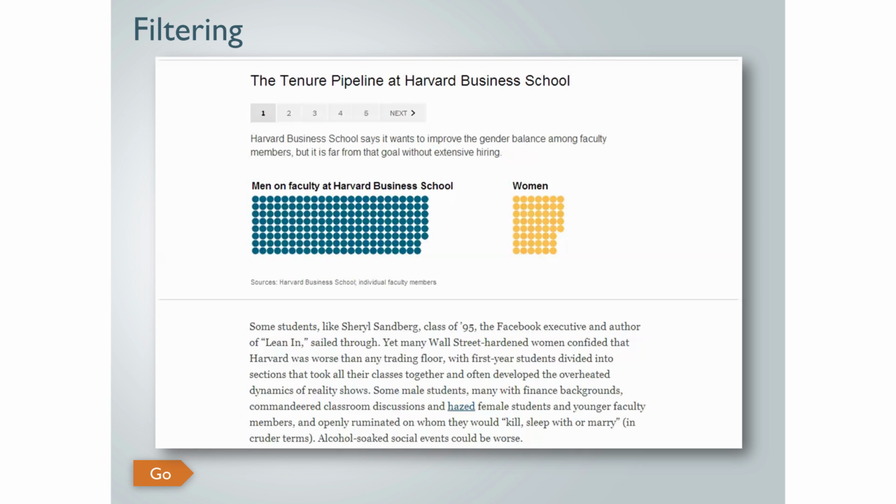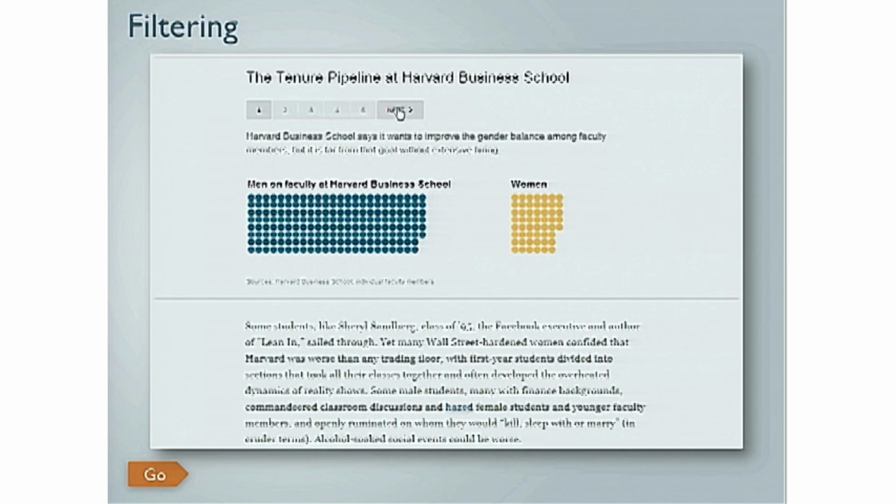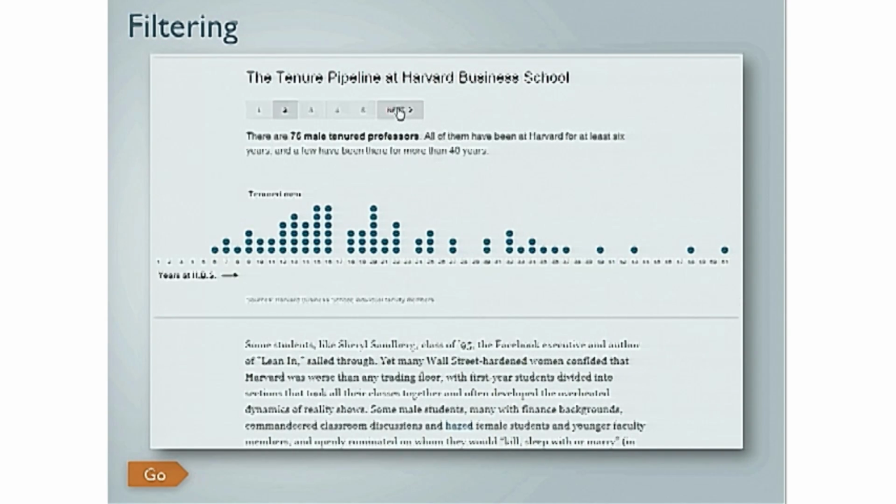And they start with a view that shows all the men and women professors at Harvard, and you can see the men are in blue and the women are in gold, and there are way more men than women. And what the focus of the visualization is about, will that change over time? And so when you start the story here, it's got the chapters at the top, and you can click forward, and then what they do now is filter down to just the men who have tenure at Harvard and put them on how many years they've been there.